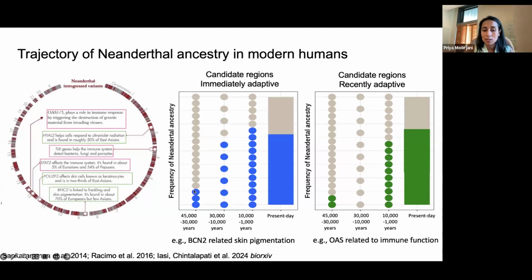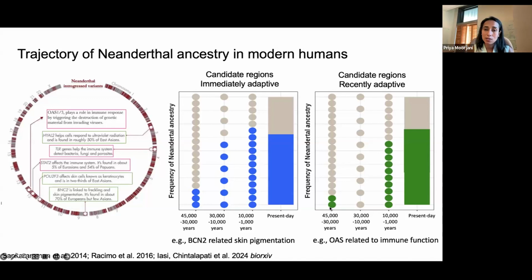If we look at samples that are 45 to 30,000 years old, what we find is that this variant is present at slightly low frequency. And then as time increases, we find that 30 to 10,000 years ago, its frequency increases, and 10 to 1,000 years ago, it's even higher. And today in modern humans, or living people, it's actually quite high frequency. We can also do the same for other variants.